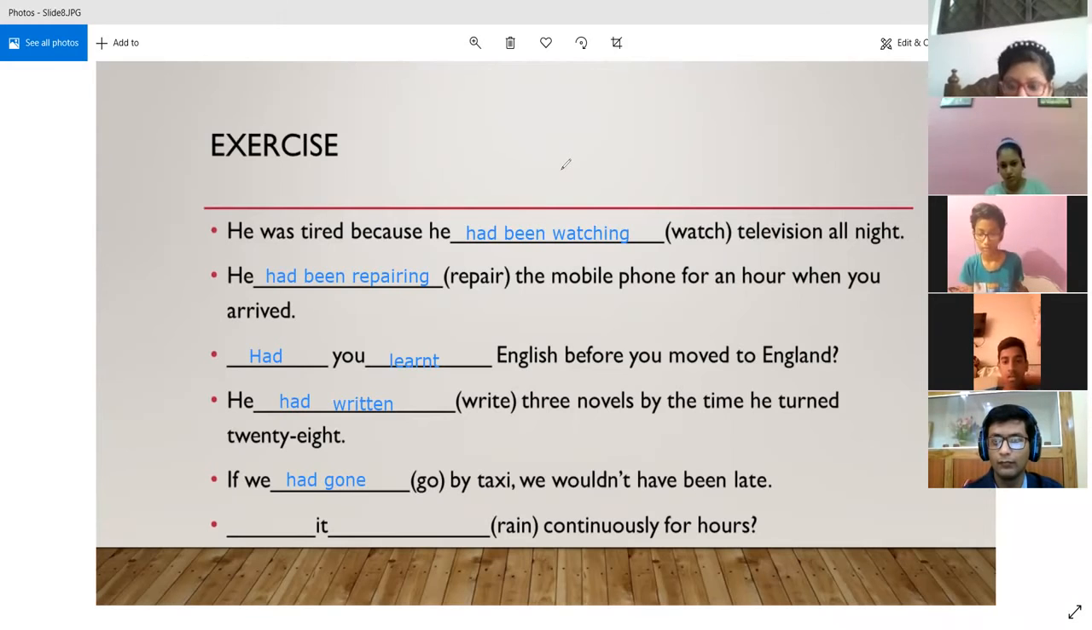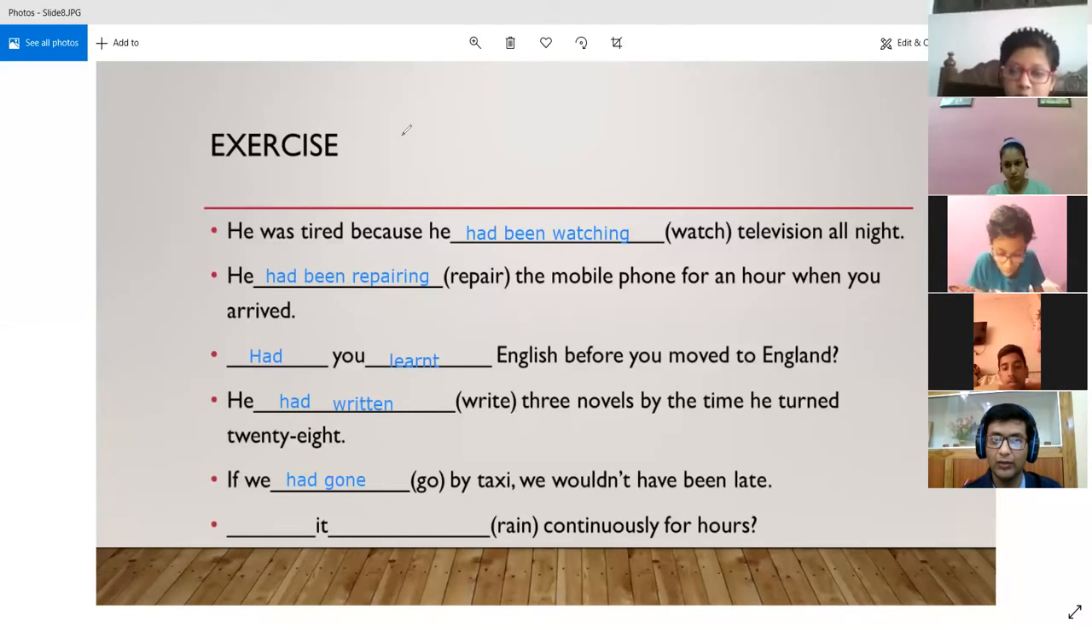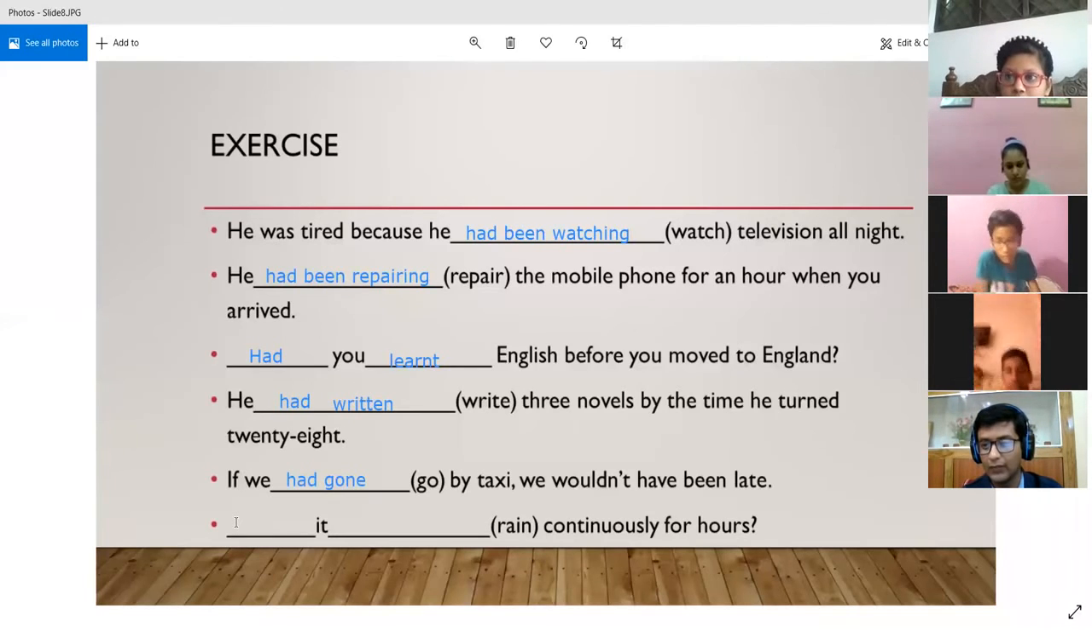It rained continuously for hours. Yes, Siddhi, I can't hear. What are you saying? Be a bit louder. It rained continuously for an hour. No, it's a question, Siddhi. What are you doing? Rishik, you answer. I think she is not able to answer.